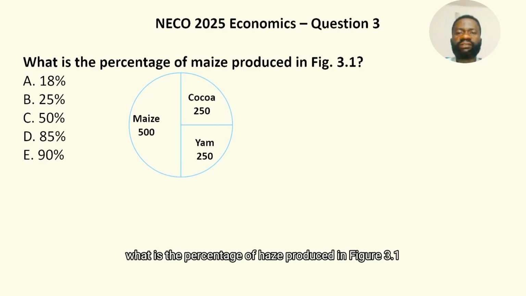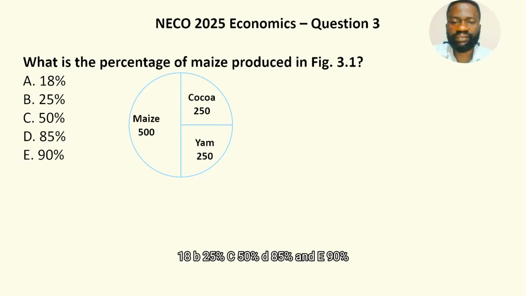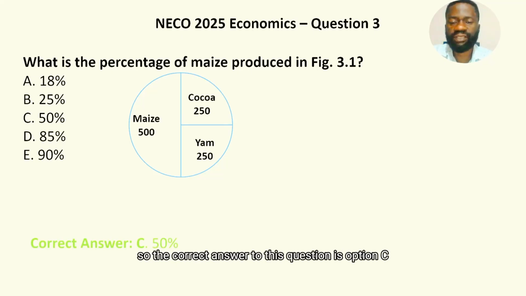What is the percentage of maize produced in figure 3.1? This diagram is what is referred to as the figure 3.1. A. 18. B. 25%. C. 50%. D. 85%. And E. 90%. Now looking at this diagram, you see that the number of cocoa produced is 250. The number of yam produced is 250. And the number of maize produced is 250. So the correct answer to this question is option C, 50%.